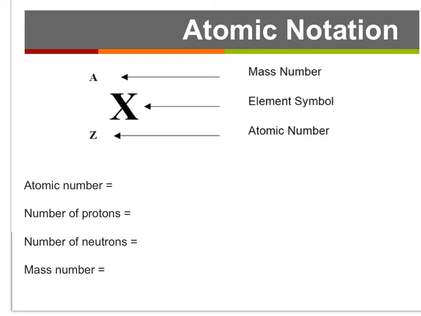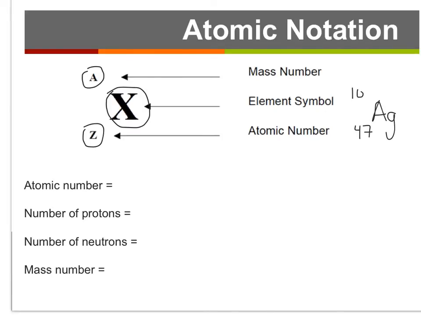Now we need to review what the atomic notation is. So typically when we write out an atom, we have the element symbol. An example might be, say, silver. And then the atomic number, Z, we write down at the bottom. So the atomic number for silver is 47. And the mass number, so that's the mass, is written at the top.